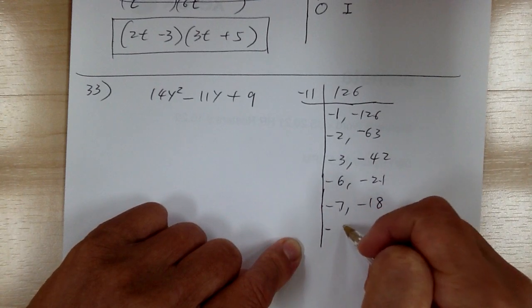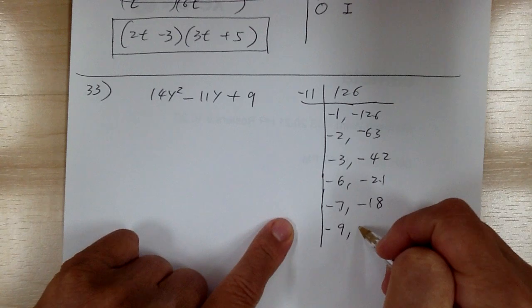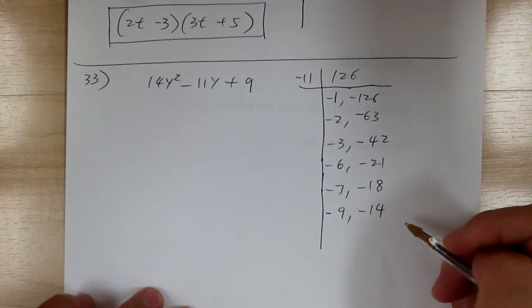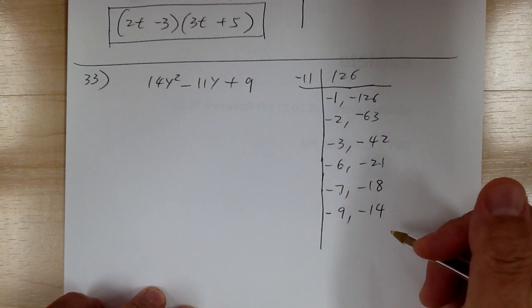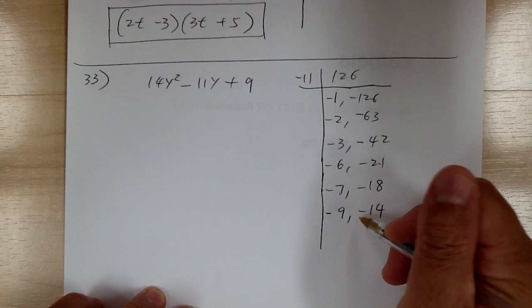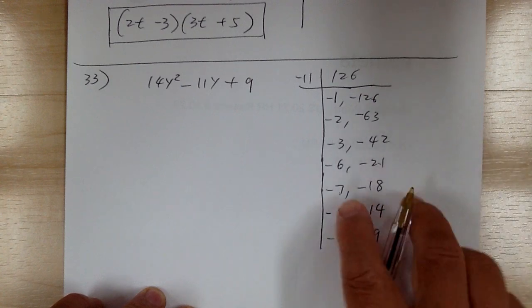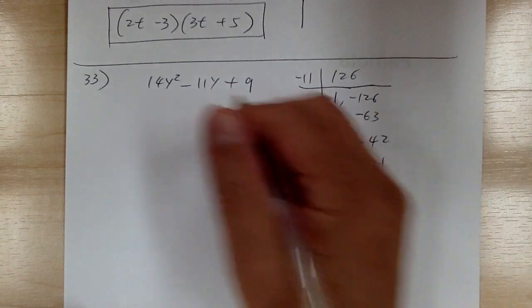Okay, and -9. From here, we know it's going to be -14. Okay. And after that, that's it. After that, it's going to be reversed. So 9, 10, 11, 12, 13, 14. So once you get -14, after that it's going to be just switched. So none of this is going to match that -11. So this is a prime.